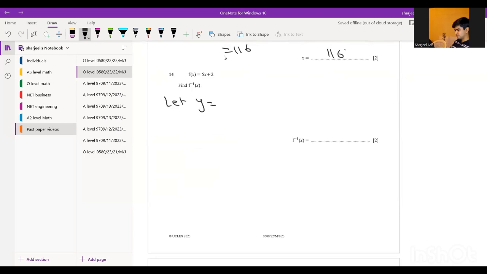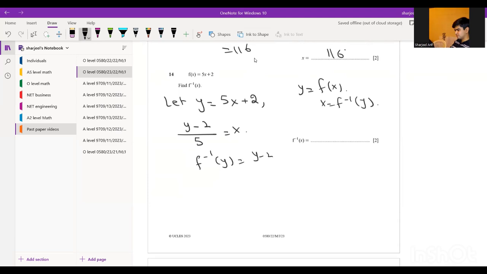We have to find the inverse. We will suppose that y equals 5x plus 2. So y will be equal to f(x). x will be equal to f inverse of y. Here we will get x equals y minus 2 over 5. So f inverse of y equals y minus 2 over 5. So f inverse of x will be equal to x minus 2 over 5.